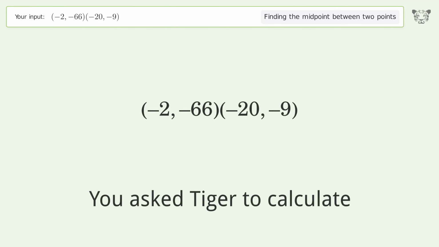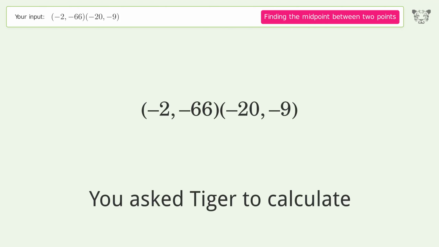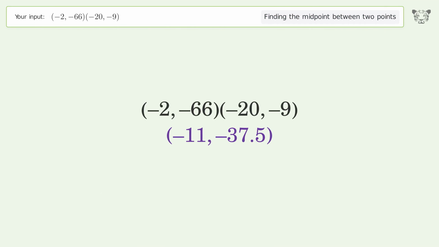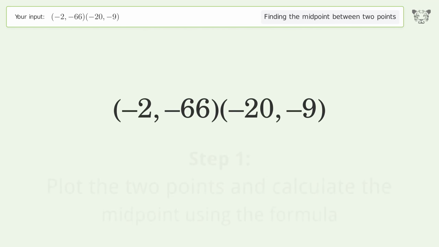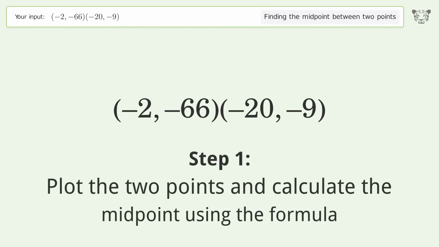You ask Tiger to calculate. This deals with finding the midpoint between 2 points. The midpoint between the 2 points is -11, -37.5. Let's solve it step by step. Plot the 2 points and calculate the midpoint using the formula.